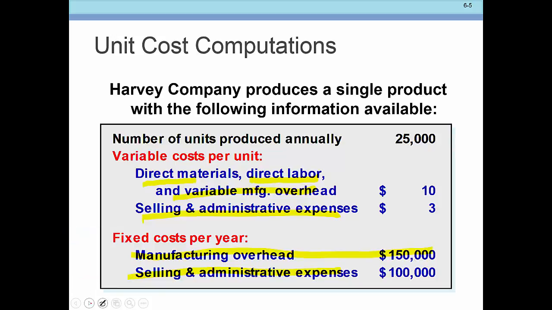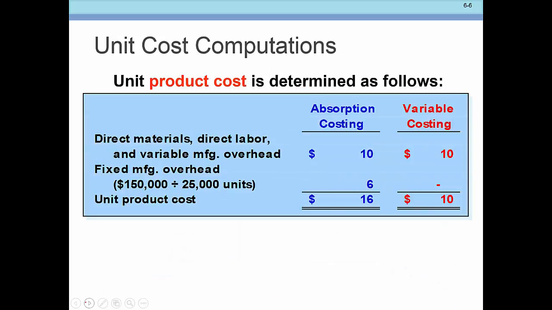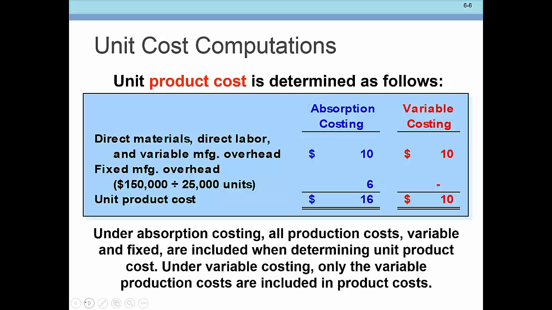Okay, and I just want to go back to the pen here. I think it's going to work a little better for some of these upcoming things. Okay, good. So let's just come over and take a look then. And let's take a look at our product cost under the two methods. Now, if we are using absorption, we pick up all of our variable costs, our direct materials, our direct labor, and our variable manufacturing overhead.